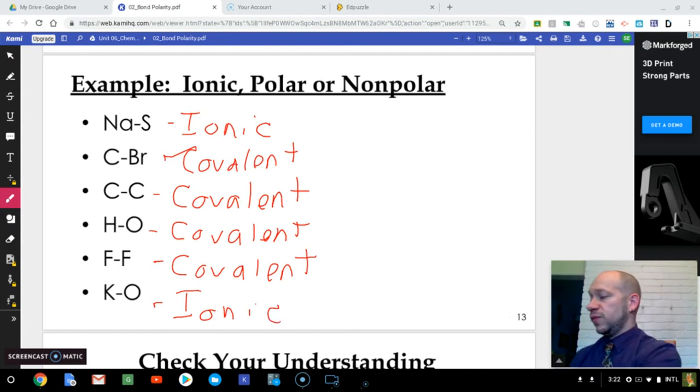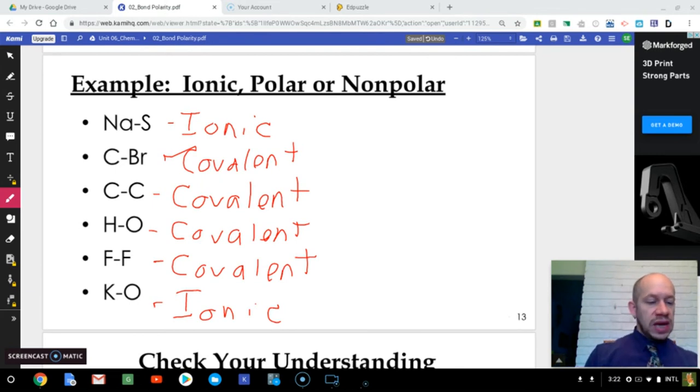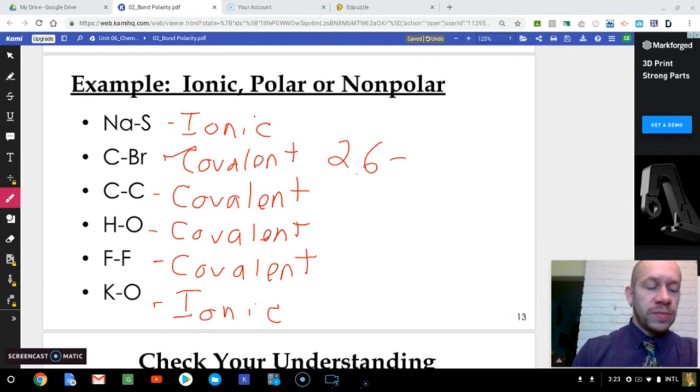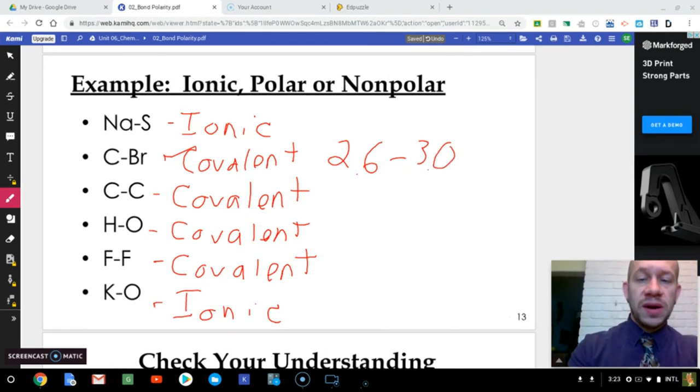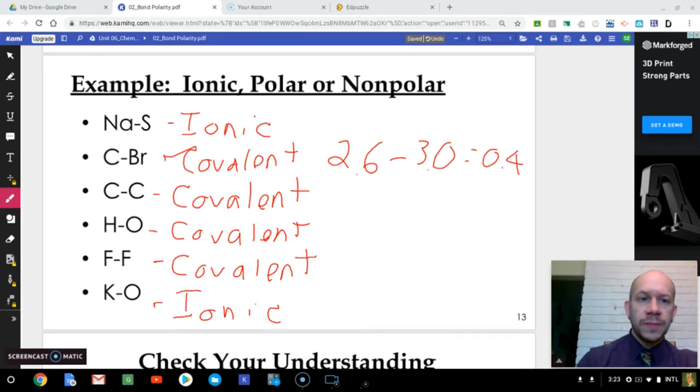Now to determine if we have a polar or a nonpolar covalent bond, we have to refer to our reference Table S. And we're going to look up the electronegativity differences on that reference table. So carbon, we're going to look on Table S and find that carbon has an electronegativity of 2.6, and bromine has an electronegativity of 3.0. Therefore, our difference is equal to 0.4, so this would be nonpolar.